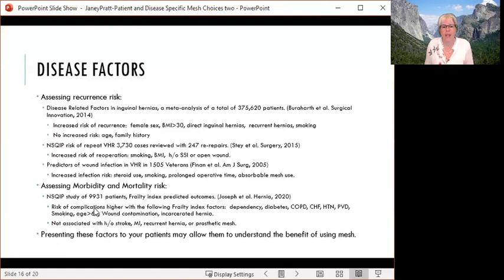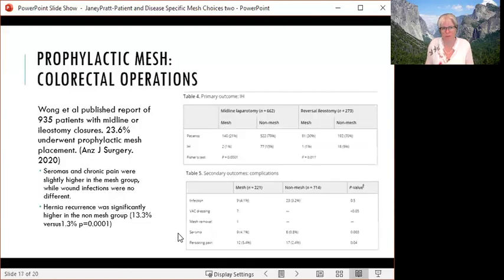So again, presenting the risk of complications is important. They did find that there was no risk associated with history of stroke, MI, recurrent hernia, or prosthetic mesh. So the wound infection risk and the morbidity and mortality were not changed by having a recurrent hernia or using a prosthetic mesh. And presenting these factors to your patients may allow them to understand the benefits of using a mesh.